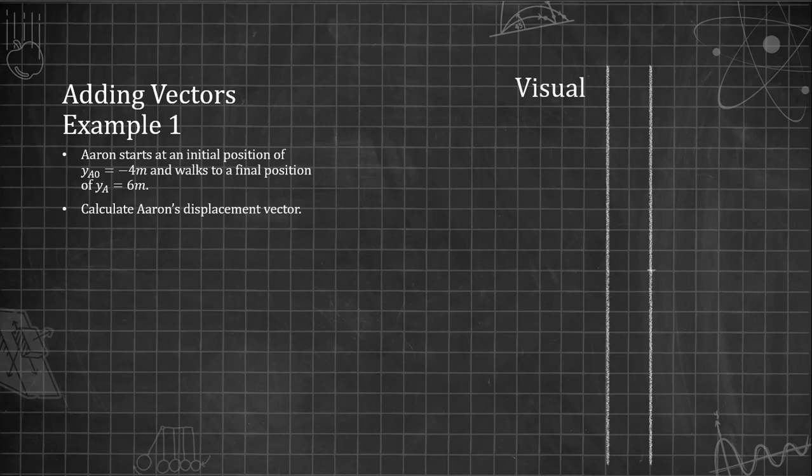So let's take a look at an example where we do add vectors. We're going to look at a vertical situation just to mix it up a little bit. Say we've got Aaron again, and Aaron is starting at an initial position of y_A initial is negative 4 meters, and they walk to a final position of 6 meters. And we want to figure out their displacement, or in this case, their change in their y position. So let's define our 0. We'll say 0 is right here on the sidewalk. And we'll say Aaron is located initially at this negative 4 meter mark.